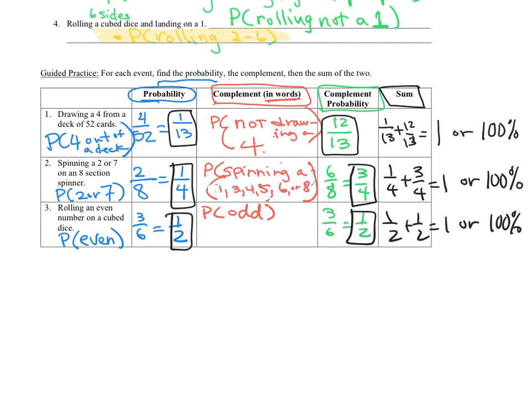Probability of picking an odd. We could also say probability of not even. Okay, there you go. So compound probability is easy. Complement is easy. You should be able to do all of this without any problem at all.